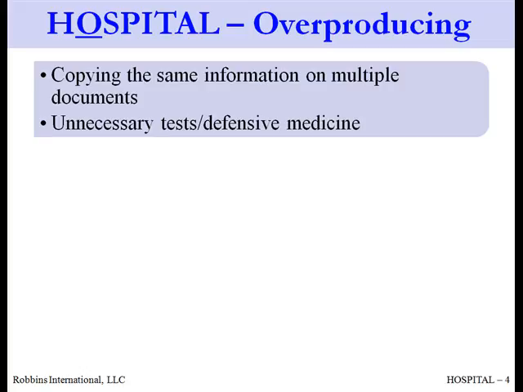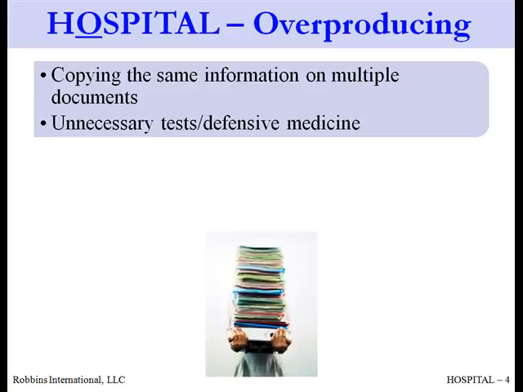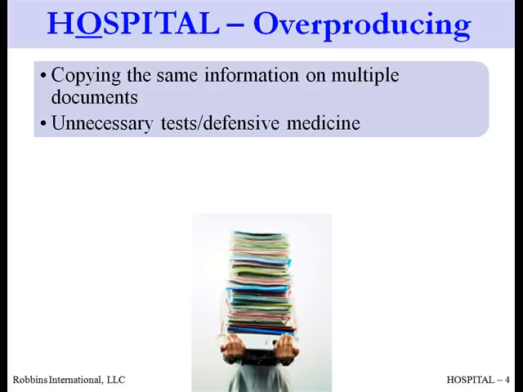Defensive medicine is extra work. We do a lot of extra work that prevents us from doing what's truly important. Do we send reports out that aren't completely read or contain extra information that we've always collected? This is overproducing.